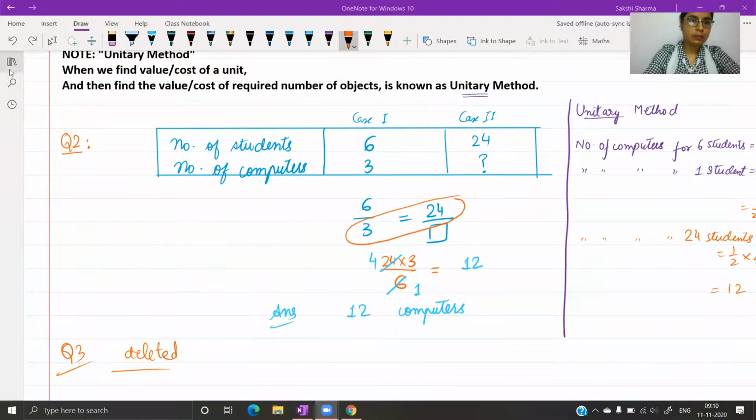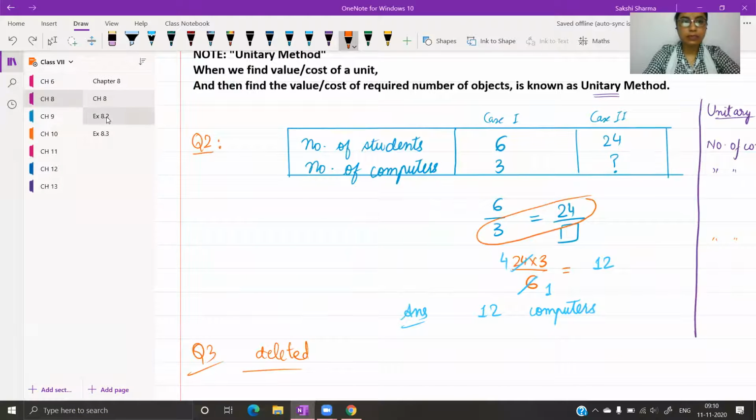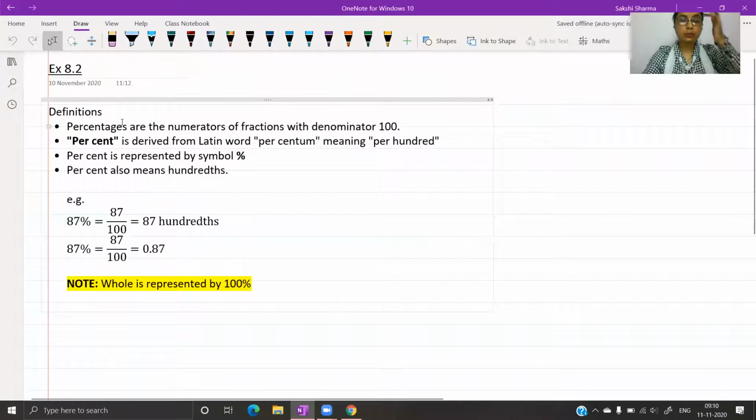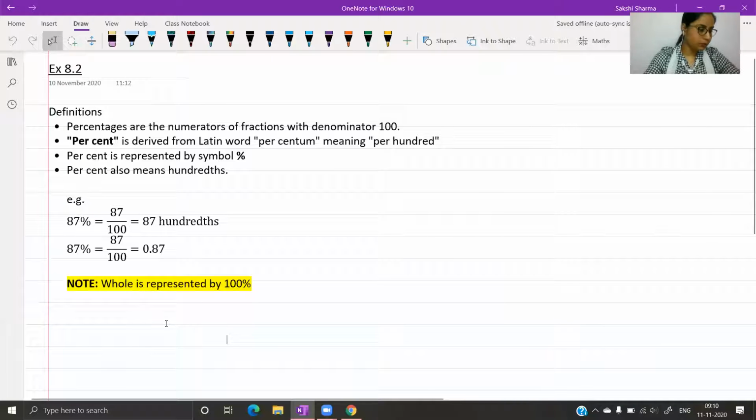After this, the next topic that we have is percentage. I've already sent you few definitions to be written before the exercise. So we would be just going over this in case any student has not written this. This is to be written before we start exercise 8.2. Kindly note down after you've completed 8.1. The complete exercise is based on percentage.